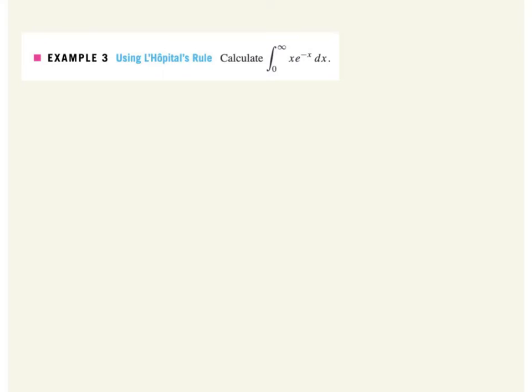Here, this example 3 is using L'Hopital's rule, and you're also going to have to use integration by parts. So I'm going to write that up top. Just as a refresher, the integral of u of x v prime of x dx is equal to u of x v of x minus the integral of u prime of x v of x dx. Sorry, backtracking, this is just v of x there. Okay.